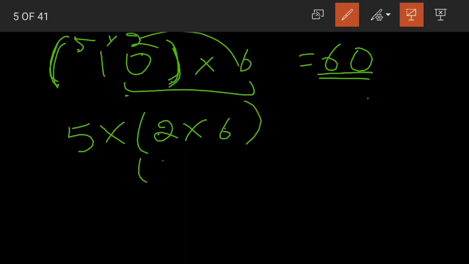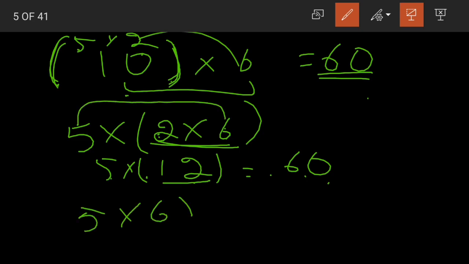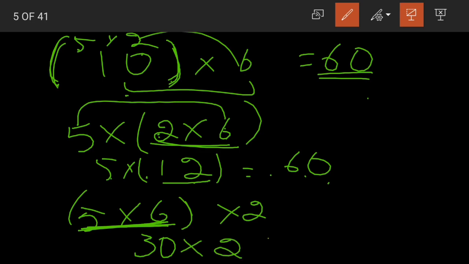Now what is 2 sixes? 12. Now 5 twelves are again 60. Yes children, as I said, first multiply the numbers inside the bracket. 2 sixes are 12. 5 twelves are 60. Again I am making 5 and 6 a group now. 5 into 6 into 2. See, 5 sixes are 30. First multiplying the numbers inside the bracket. Then 3 twos are 60.